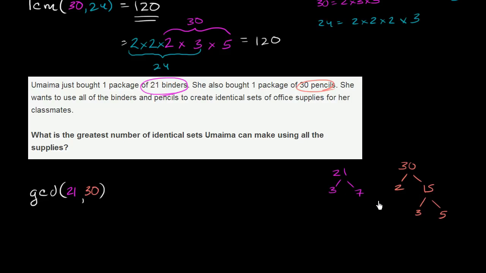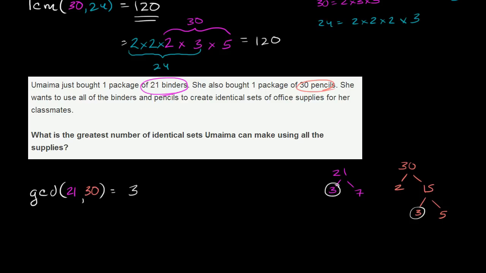So what's the largest number of prime numbers that are common to both factorizations? Well, you only have a 3 right over here. You don't have a 3 times anything else. So this is just going to be equal to 3. So this is essentially telling us, let's divide both of these numbers into 3, and that will give us the largest number of identical sets. So just to be clear of what we're doing.